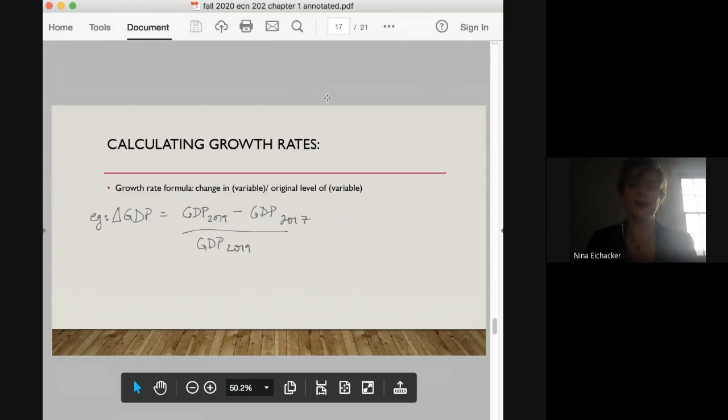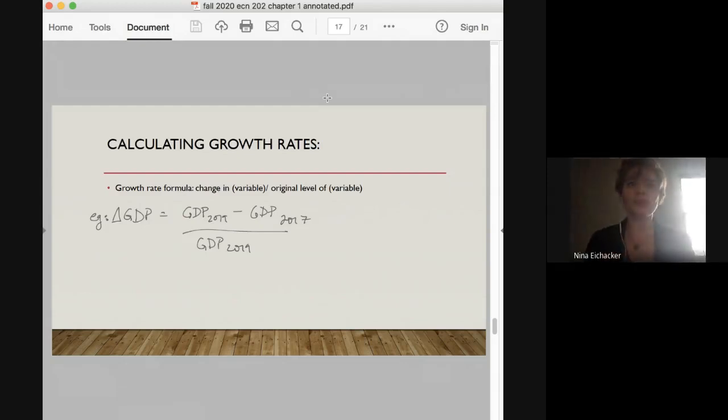Calculating growth rates. Growth rates refer to how a variable changes over time. Is it increasing? Is it decreasing? Is it increasing at a faster rate? Is it decreasing at a faster rate? Or is it staying constant?